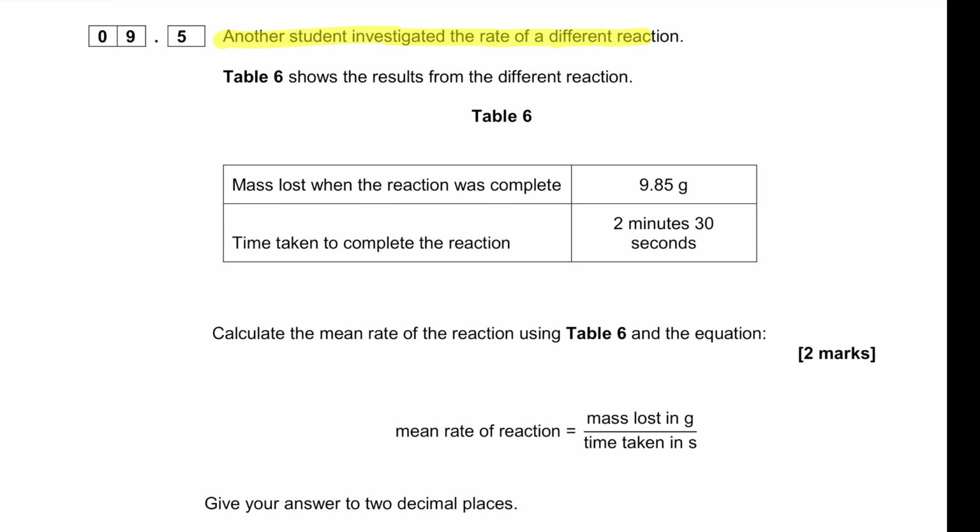Another student investigated the rate of a different reaction. Table 6 shows the results from the different reaction. Mass lost when reaction was complete: 9.85. Time taken to complete the reaction: 2 minutes 30 seconds.